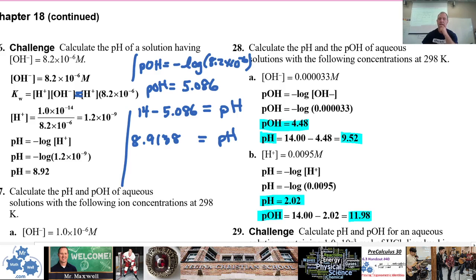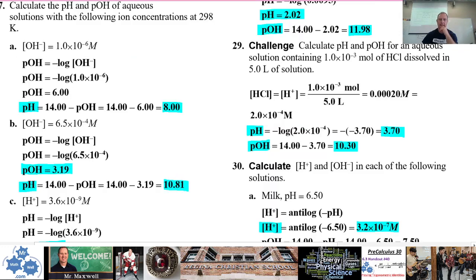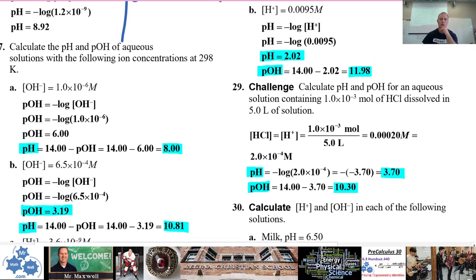The other option is to find the pOH first. So plug your OH minus concentration into this log equation, and you get your pOH. From there, you remember that pOH and pH have to add up to 14. So take 14, subtract the pOH, and that gives you the pH. You get virtually the same answer there, 8.92, 8.91. So that's 26. And here are your answers for 27.